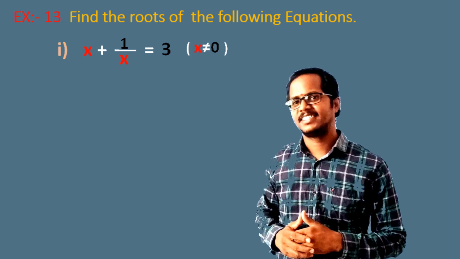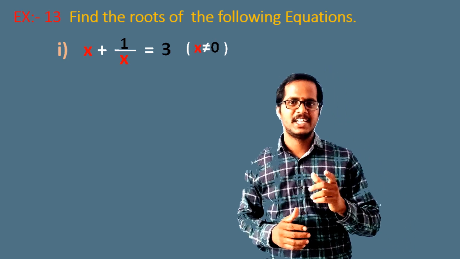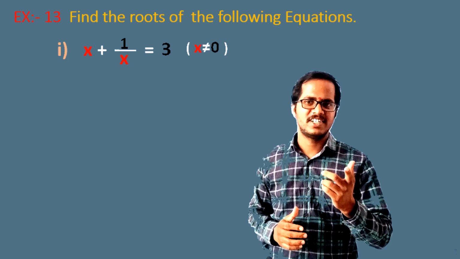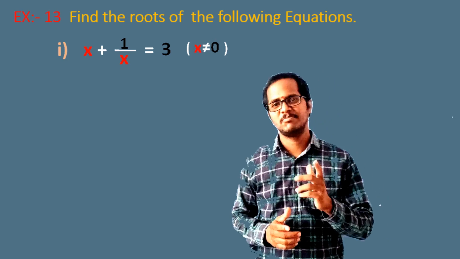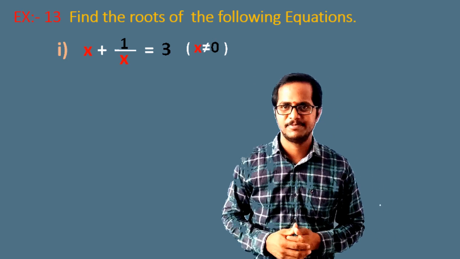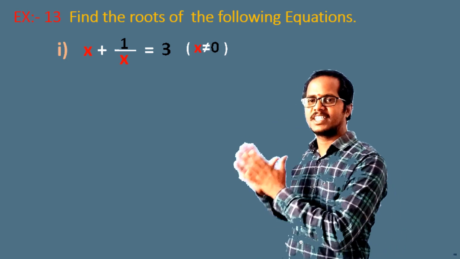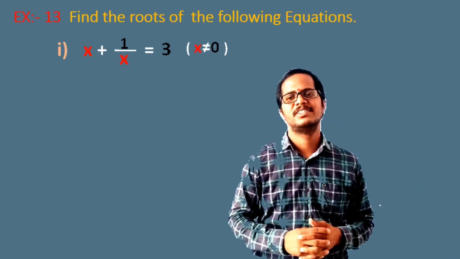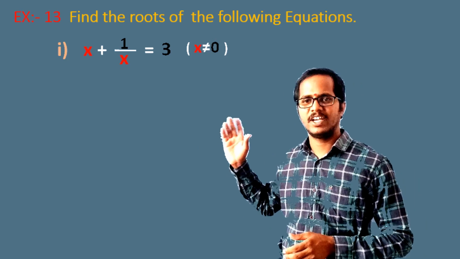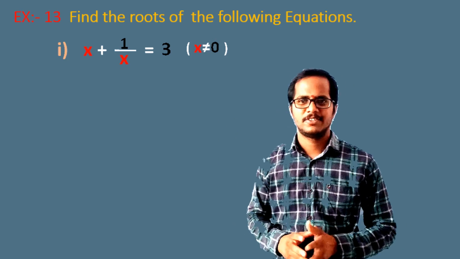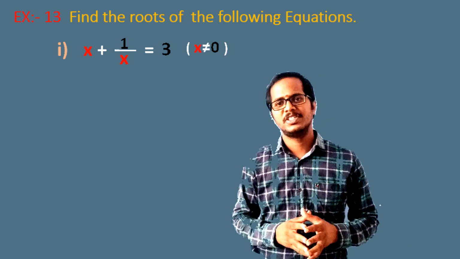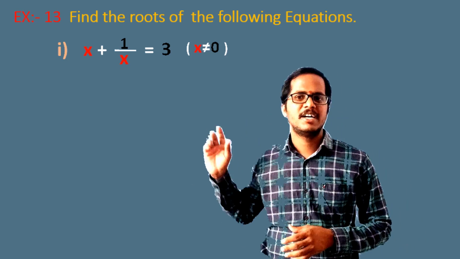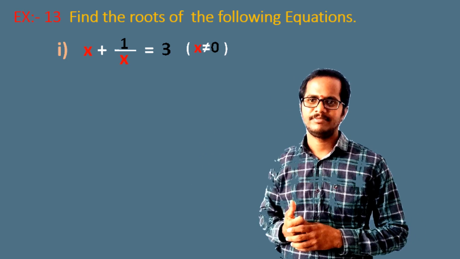But we already discussed that before deciding whether a given equation is quadratic or not, first we have to simplify it. Then only we decide. So let us first simplify this equation. On the left hand side we have x plus 1 by x. Let us eliminate the denominator, that is x.